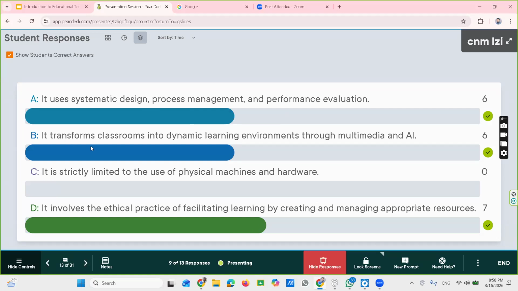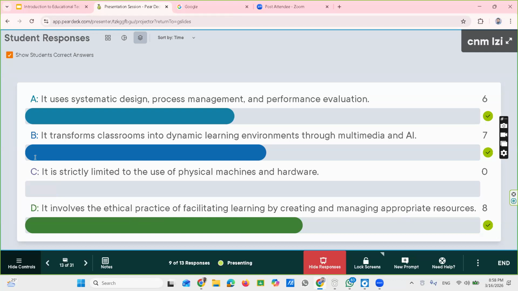Then B, it transforms a classroom into a dynamic learning environment through multimedia and AI. That's also a point we discussed on an earlier slide. Then D, it involves the ethical practice of facilitating learning by creating and managing appropriate resources. Right, that point is coming directly from the definition. Ethical practice, right, that is also part of educational technology.